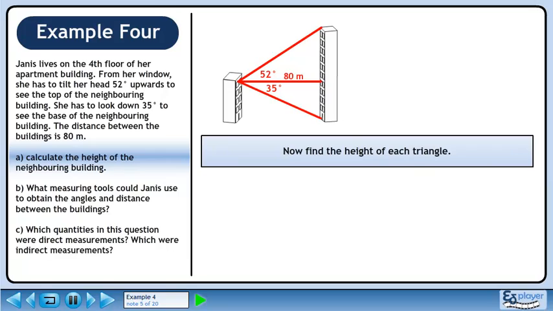Now find the height of each triangle. We'll start by solving for m in the top triangle. Use a tangent ratio. Cross multiply. The value of m is approximately 102.4 meters.